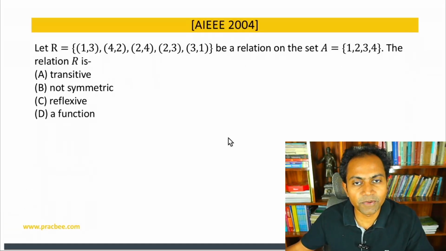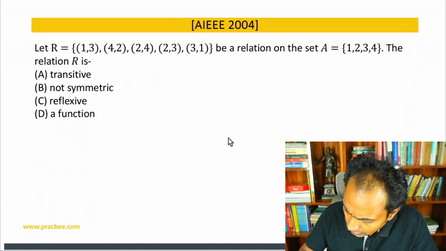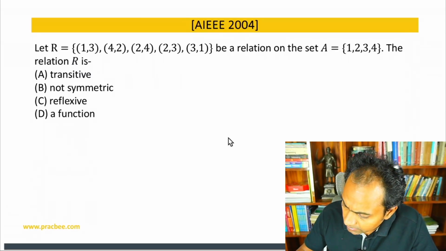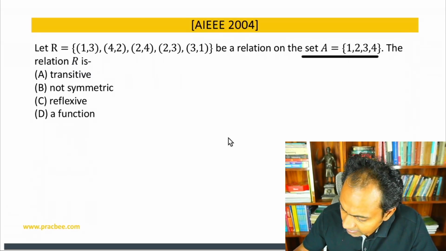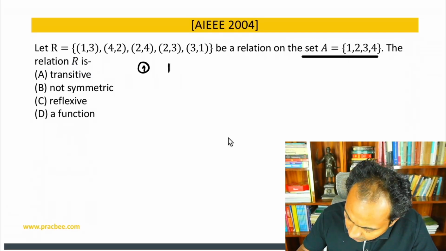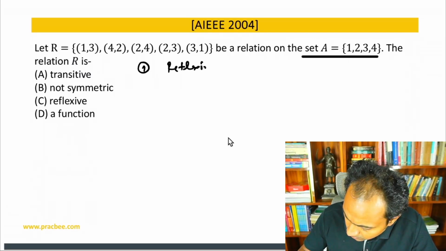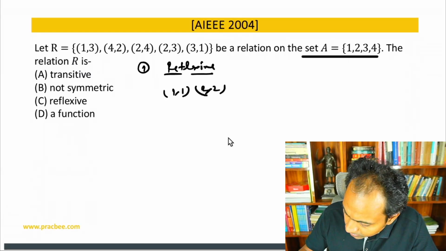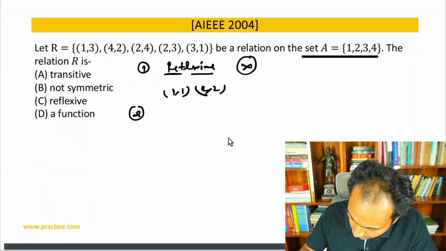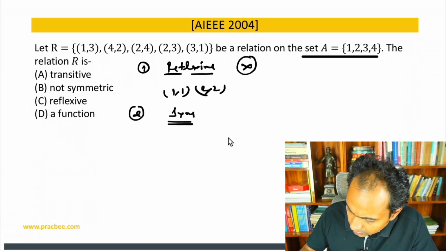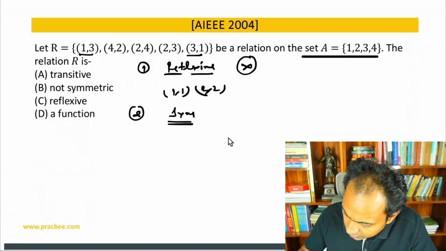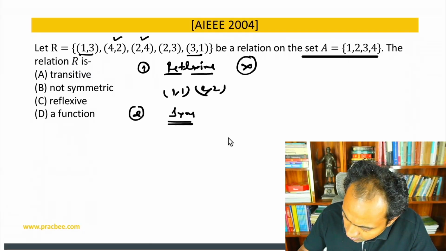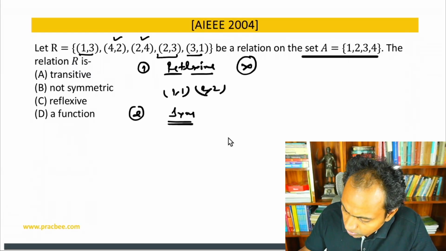Now this extremely simple question was asked in 2004. This question says that R is the relation which is defined over set A. A is given. So let us first check for reflexive. You can see that (1, 1), (2, 2), (3, 3), all of these should be present, but even (1, 1) is not there. So this is not reflexive. Second, to check symmetric, you can see that (1, 3) is there, (3, 1) is there, this pair is fine. (4, 2) is there, (2, 4) is there. But for (2, 3), (3, 2) is not there. So it is not symmetric. So you can see that option B directly comes out to be true.